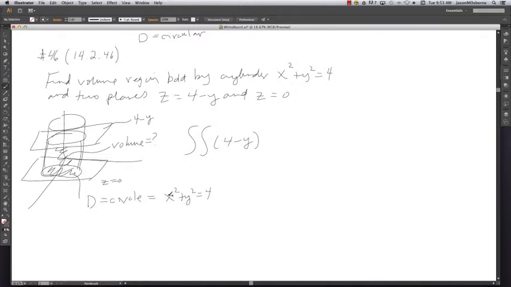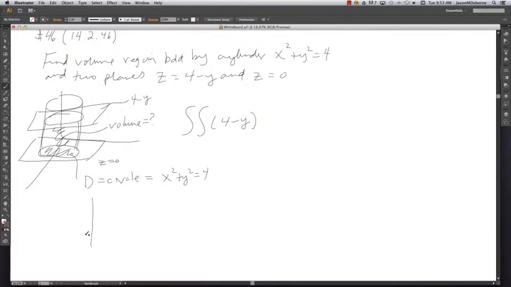For any z, the cylinder is a circle. For the particular value z equals 0, we have a circle, so our region D is the circular region in the xy plane. To describe this as a function, the top half is y equal to the positive square root of 4 minus x squared, and the bottom half is y equal to negative square root of 4 minus x squared.